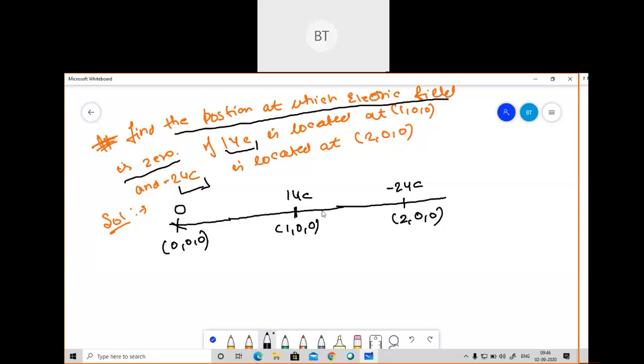And if you see in this, you can see that only the x coordinate is varying here. This is 1, this is 2, all the other coordinates are the same. This is 0, this is 0, this is 0, this is 0. So all other coordinates are the same, and only one thing is varying, that is the x coordinate. Now we wanted to identify the position where the electric field will be 0.